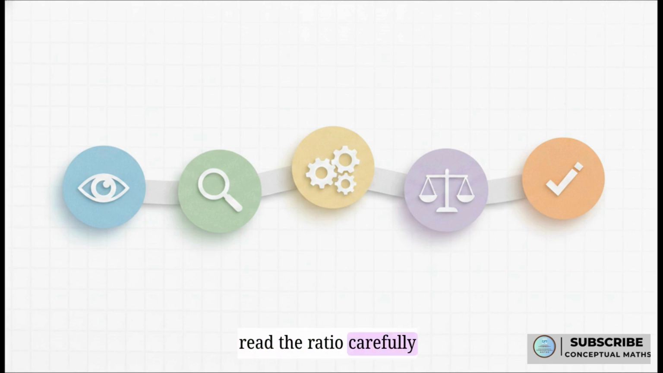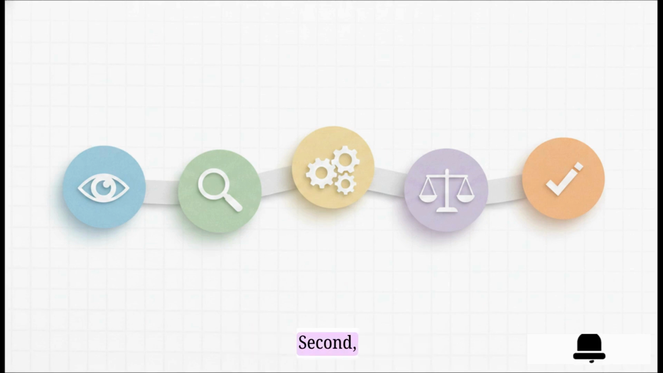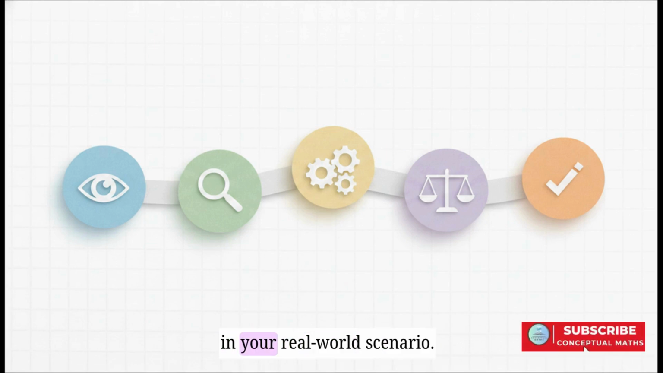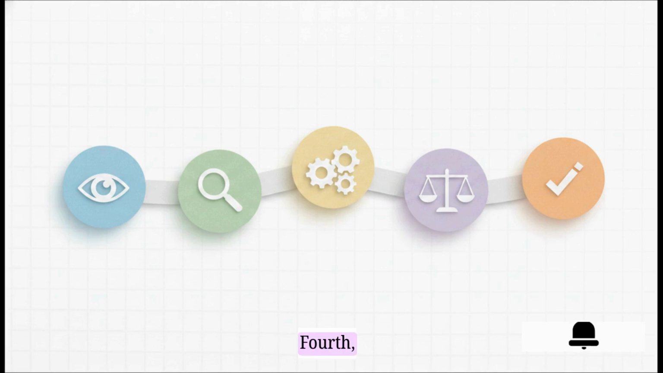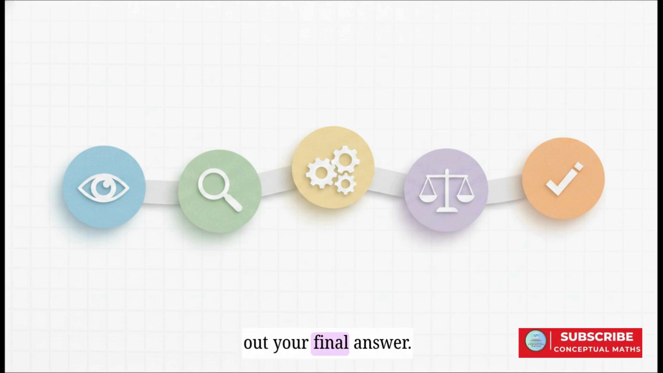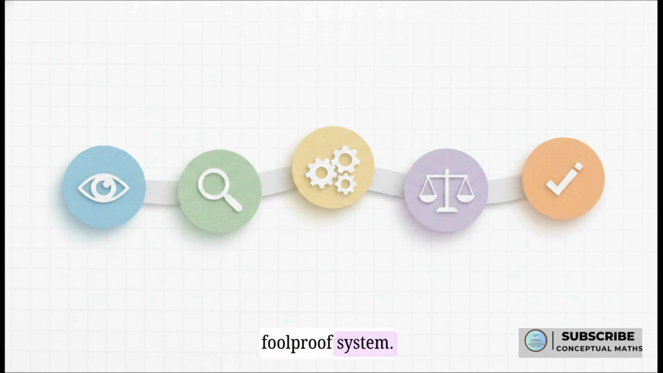First, read the ratio carefully to understand the baseline. Second, find which number actually changed in your real-world scenario. Third, calculate your multiplication or division factor. Fourth, apply that factor to all parts of the ratio. And fifth, write out your final answer. It is a completely foolproof system.